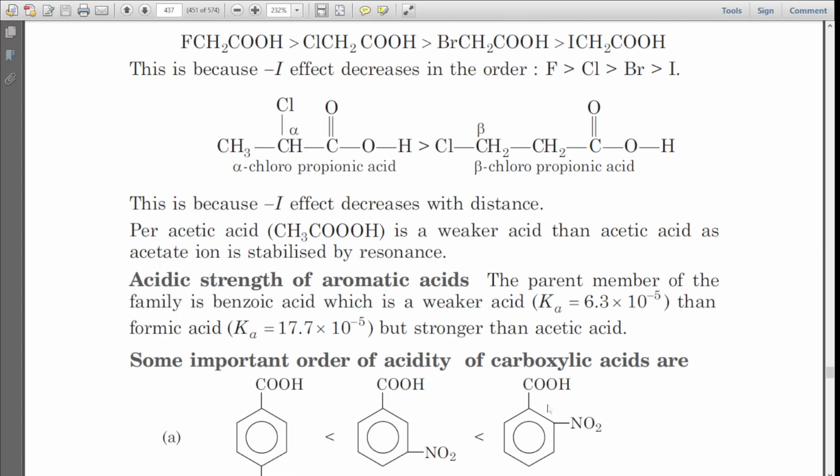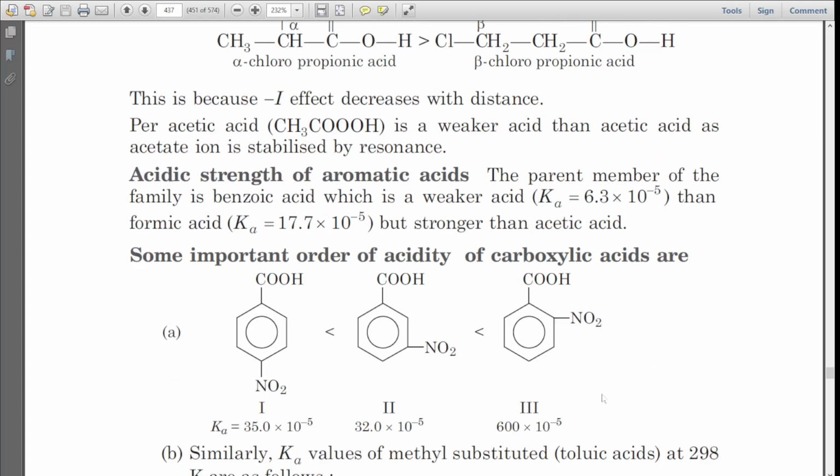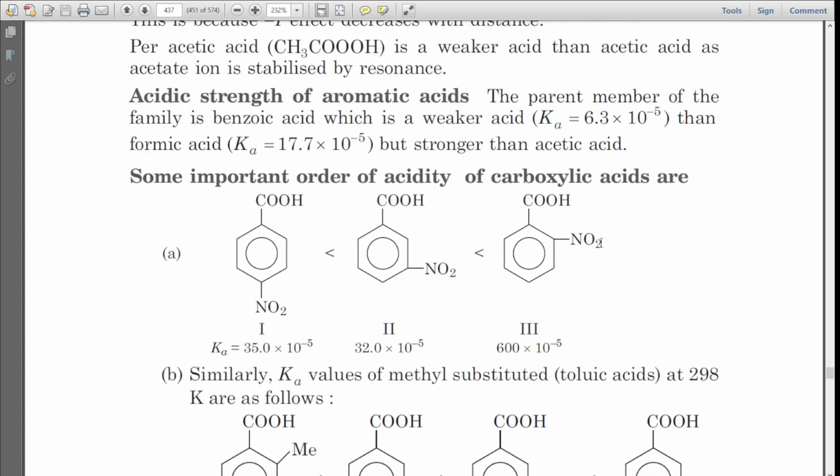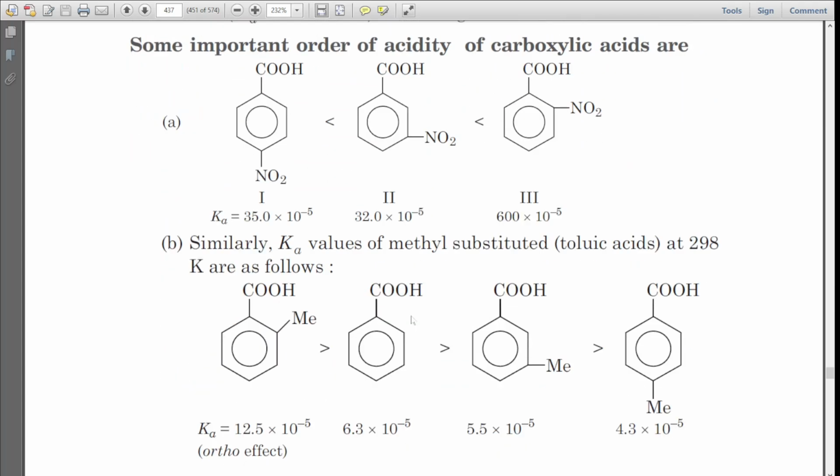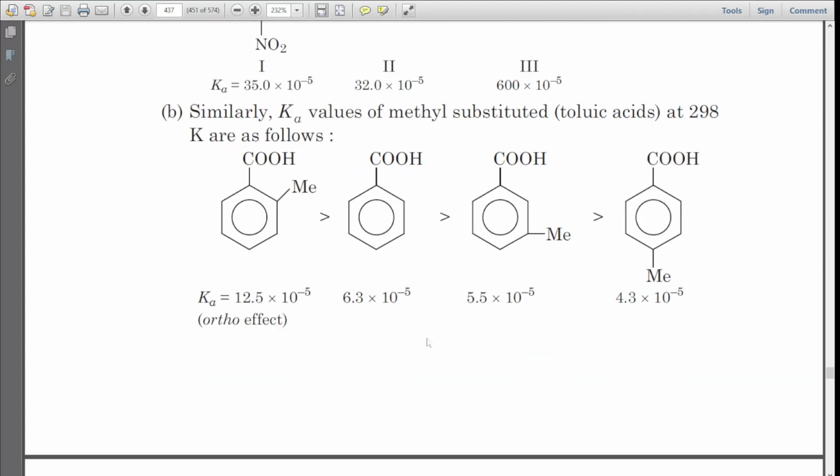The acidic strength of aromatic acid. The parent member of the family, benzoic acid, is a relatively weaker acid as compared to formic acid but stronger than acetic acid. So you would have to remember this order. Acidic strength of carboxylic acids: in the presence of minus I effect group, the ortho isomer has more than the meta and meta has more than the para one. Similarly, in methyl substituted cases, it follows a similar order due to ortho effect.